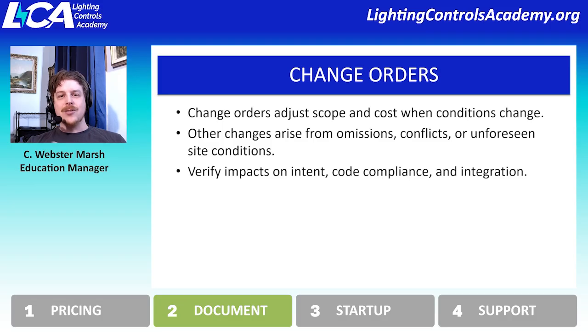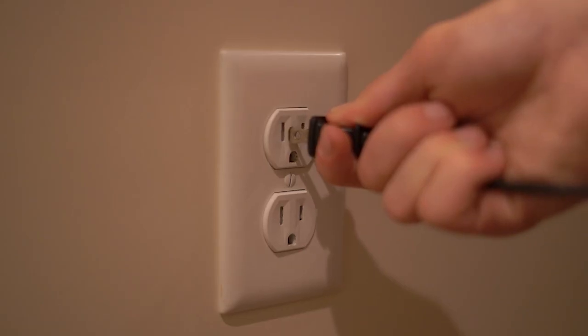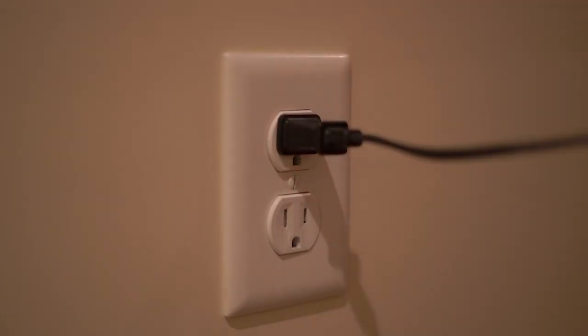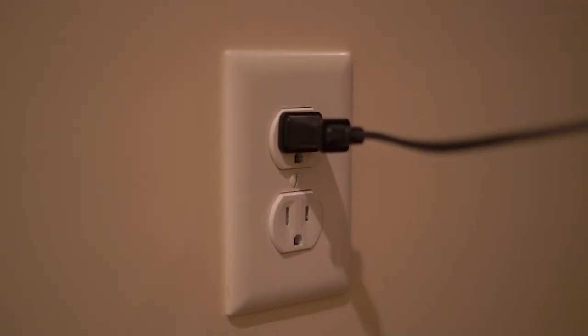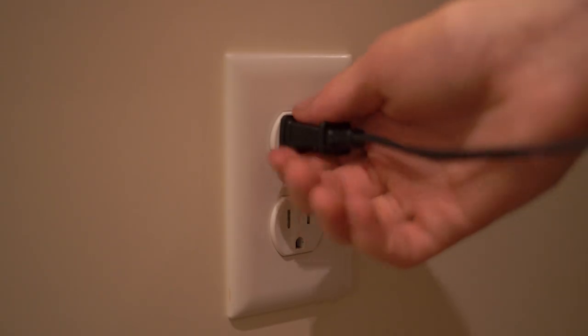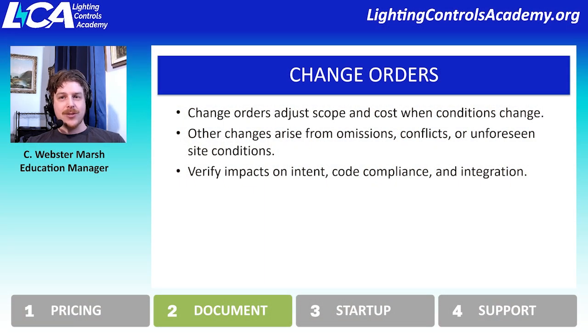That is a significant change in the intent of the project. There could also be code compliance challenges if something was overlooked. For instance, switched receptacles is often an abandoned scope and needs to be incorporated again, and so complying with that code requirement to have switched receptacles might add additional equipment, might add additional labor.